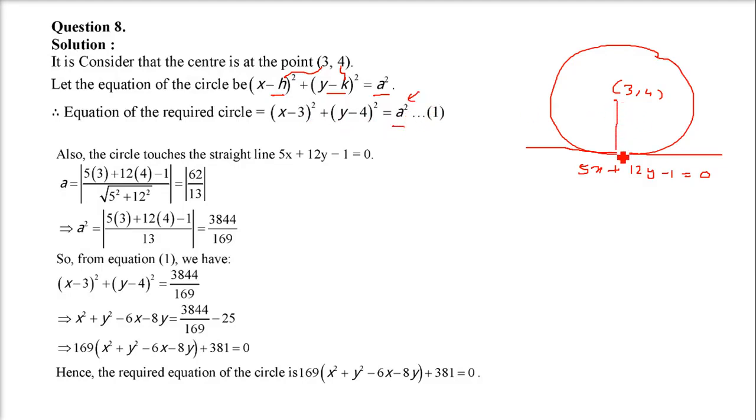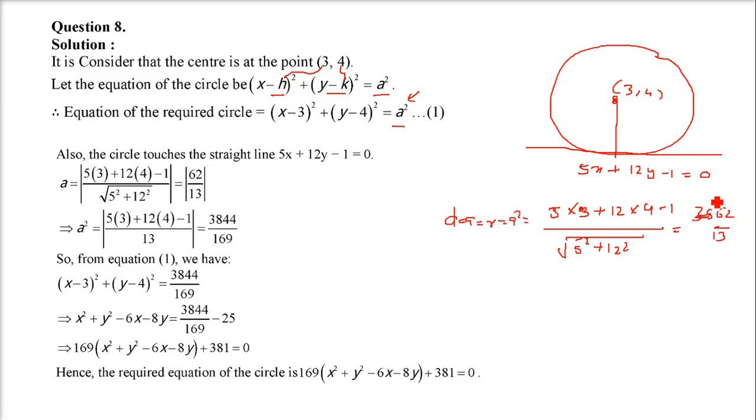That is the radius. So the perpendicular distance of a point from a line, we know already how to do this. How do we do this? D or a or r, whatever you call it. This distance will be 5 into a. Put x as 3, plus 12 into y, that is 4, minus 1, by under root of 5 square plus 12 square. So when we solve it, you get this 62 by 13. Now this is a, r or d, whatever you say.